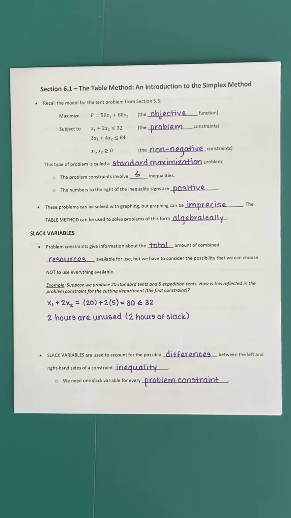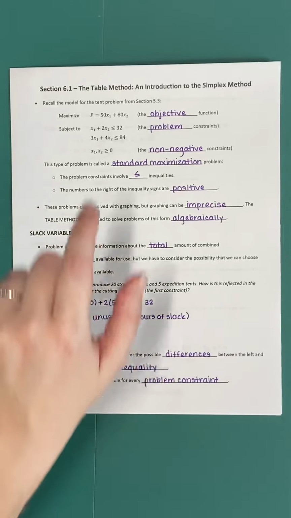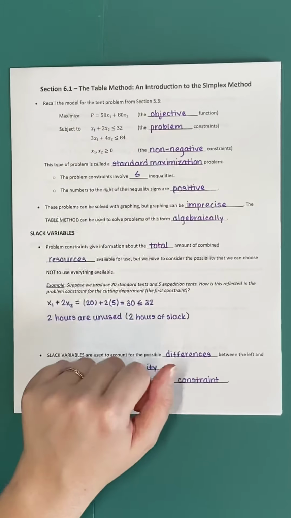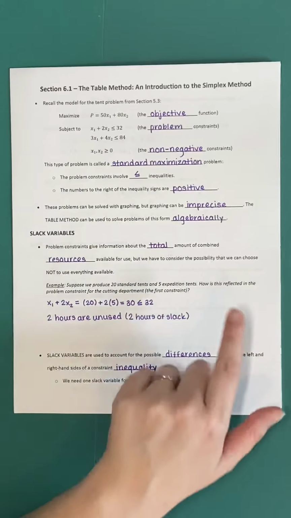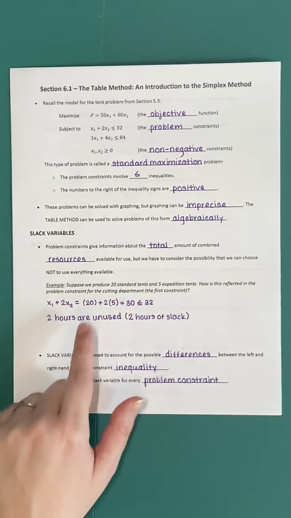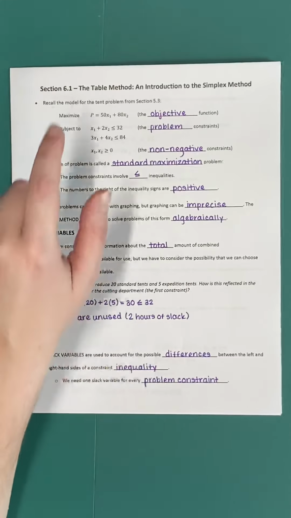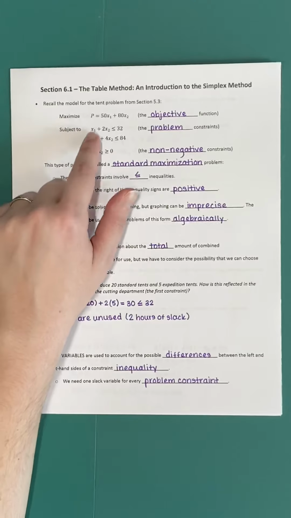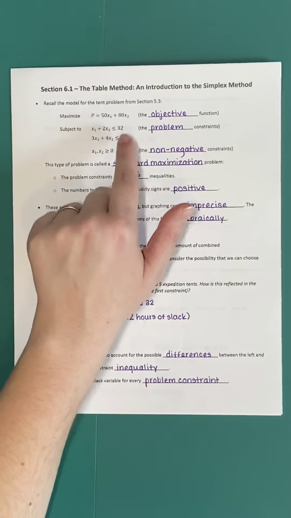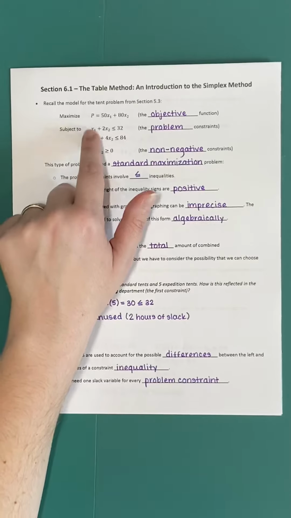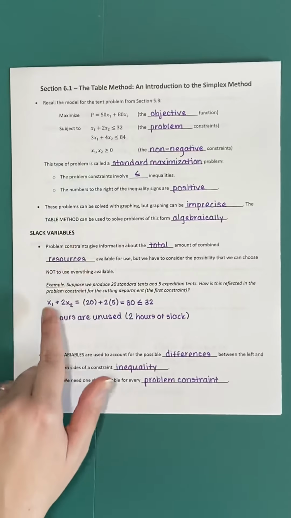So for example, suppose we produce 20 standard tents. Remember, those are represented by the variable x1, and then 5 expedition tents represented by the variable x2. What we want to know is how this is reflected in the problem constraint for cutting, which was our first constraint. Well, based on us making 20 standard tents and then 5 expedition tents, what does that look like in the cutting department? Well, we know it takes 1 hour to cut for a standard tent and 2 hours to cut for an expedition tent.